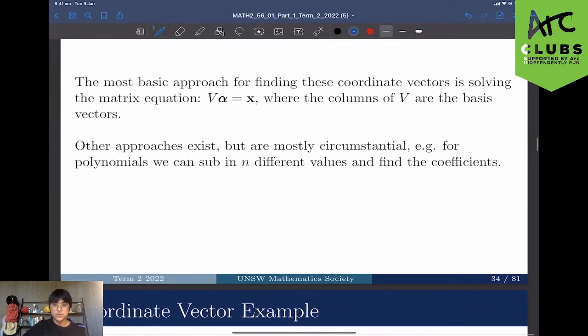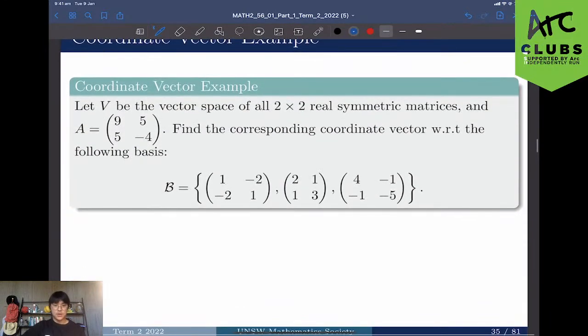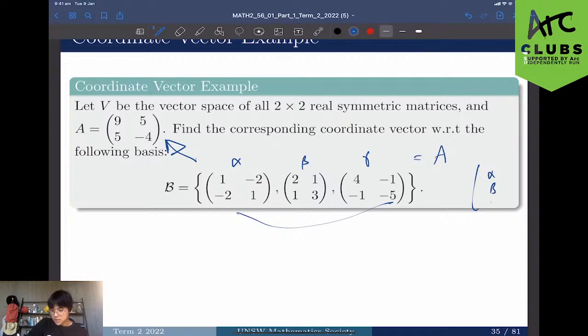So I'll just quickly go on to an example. Let V be a vector space of all symmetric 2x2 matrices, and we have A here. Find the corresponding coordinate vector with respect to the basis. To find the coordinate vector, we want to find a linear combination of these three elements that equals A. For example, alpha times this element plus beta times this element plus gamma times this element is equal to A. The coordinate vector will be alpha, beta, gamma, like this.